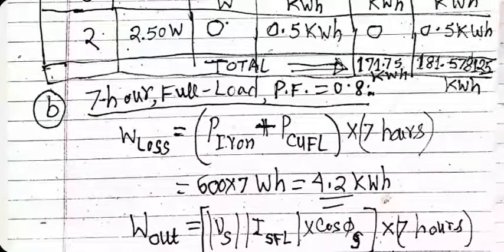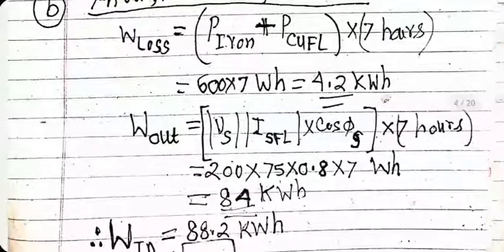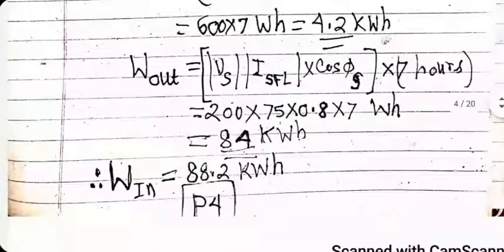Output energy, the same formula, but now the full load current has to be brought in, which is 75 amperes. Power factor is also different now. So put the new number. You get the total energy output in this period as 84 kilowatt hour. To that, you add 4.2 kilowatt hour to get the total energy input. So these entries go in the table in the second row.